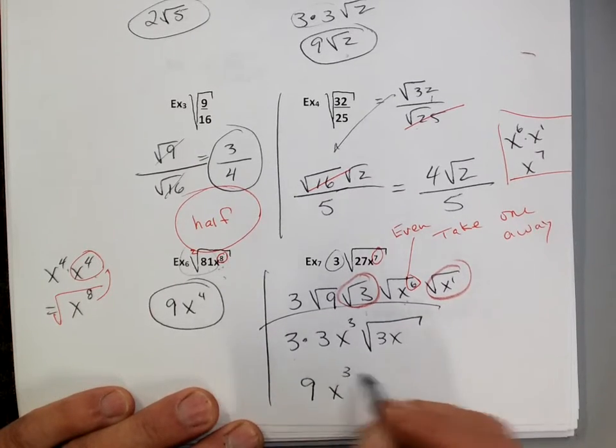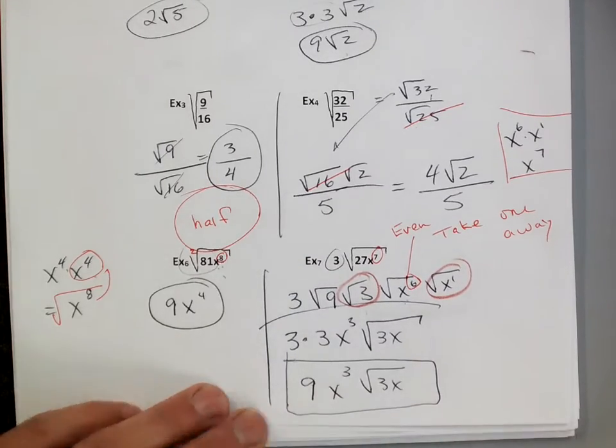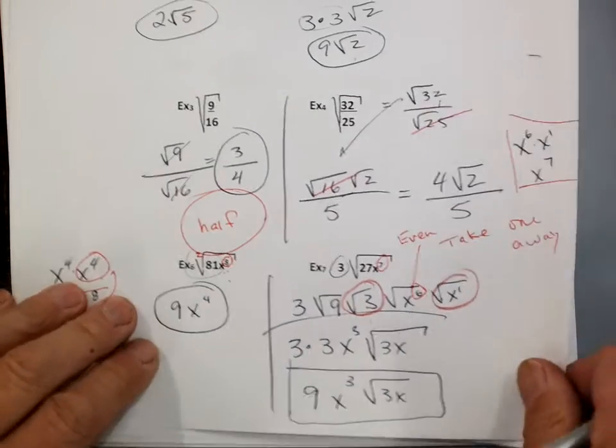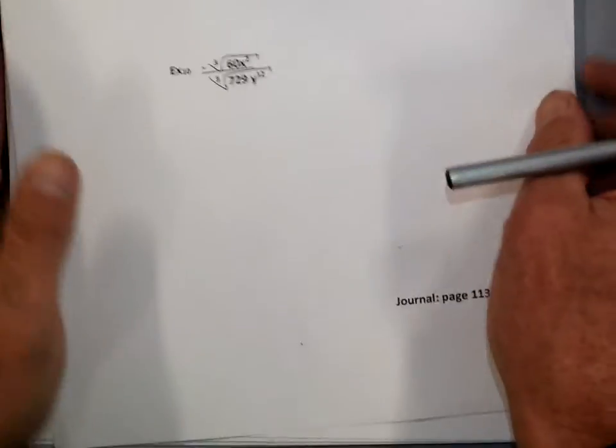Then x to the third, then the square root of 3x. That's my simplified answer. Oh, almost forgot 3 times 3. Okay, we will do this together in Zoom. We'll practice this, okay? Now, what about cube roots?